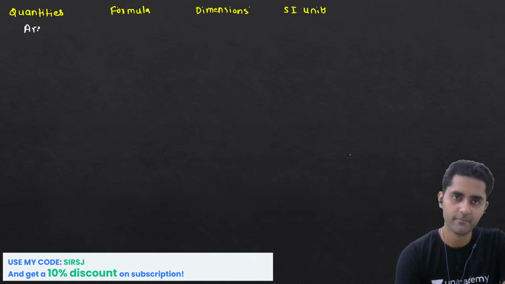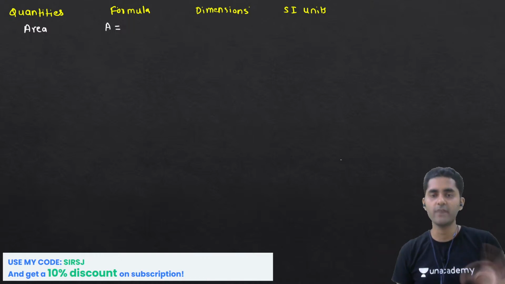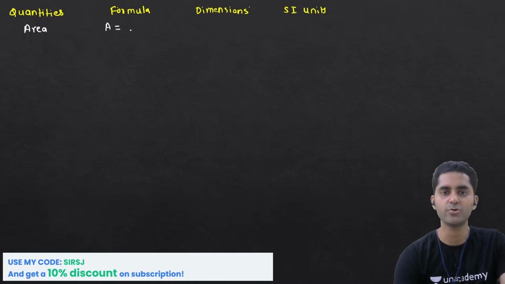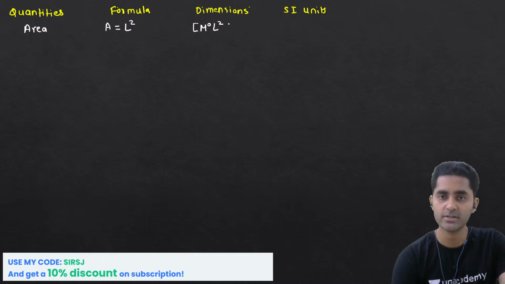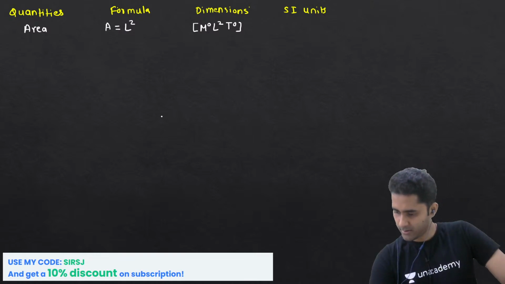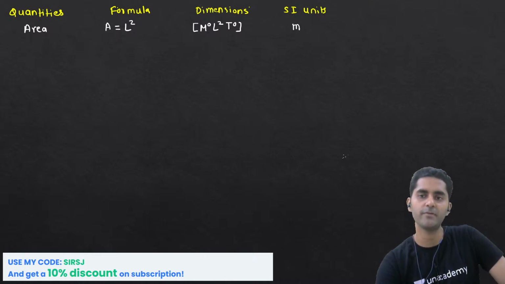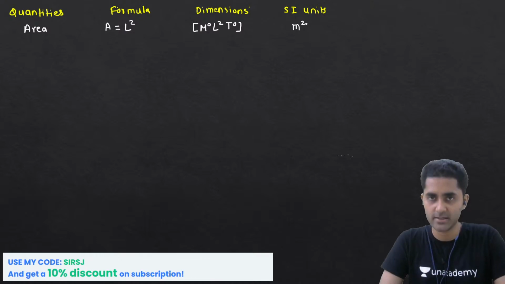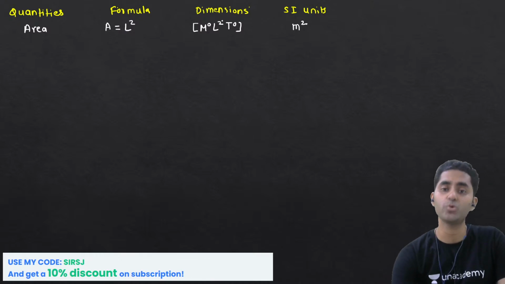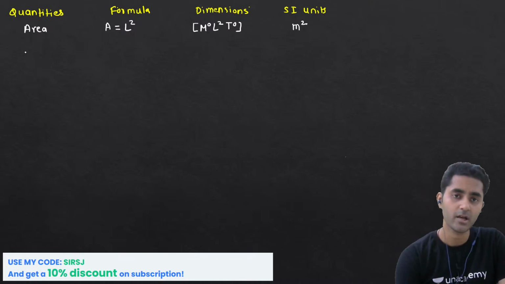A very simple one, area. What is the formula for area? It is length into breadth. If we consider a square, it will be side square. So finally length and breadth both are length only, so it will be length square. So dimensions will become M0 L2 T0, because it doesn't depend on mass or time. Now for L2, the SI unit: it is length power 2, and we know the unit of length is meter, so we can clearly write it as meter square. So we can easily get the unit if we know the dimensions. Okay, now let's move on to volume.